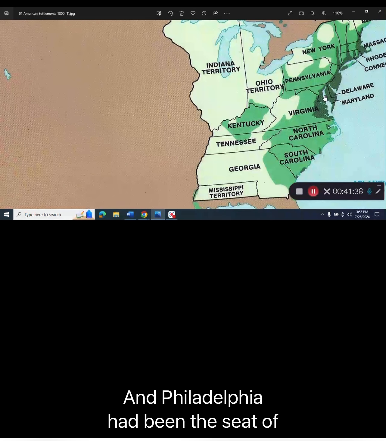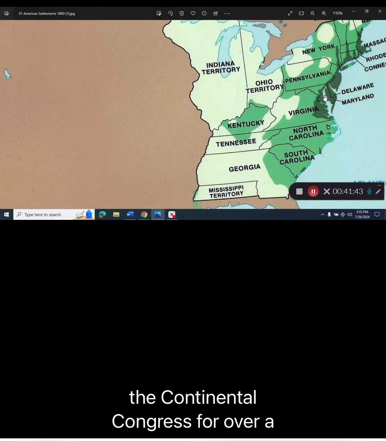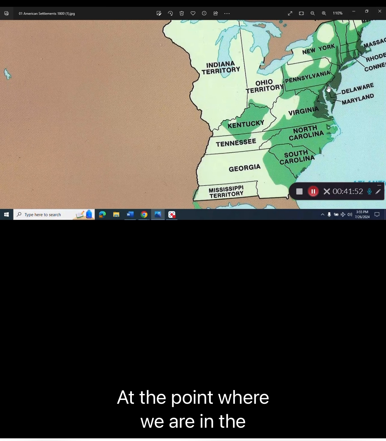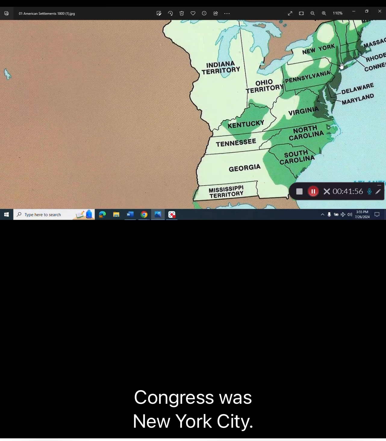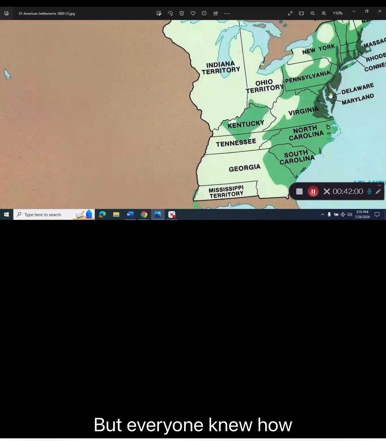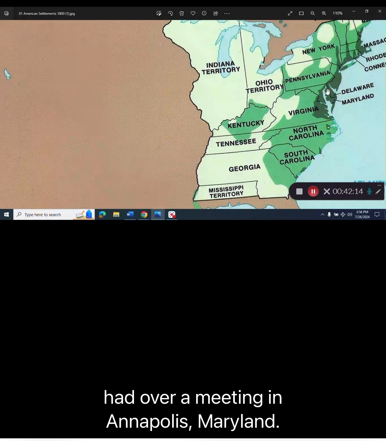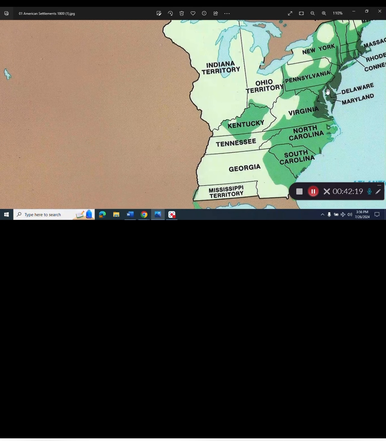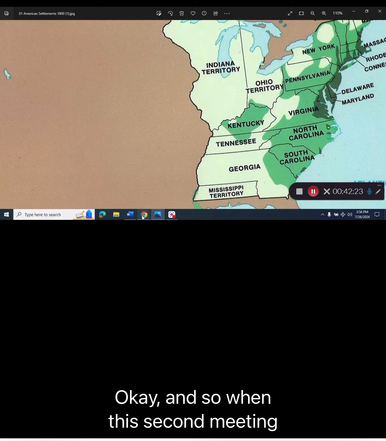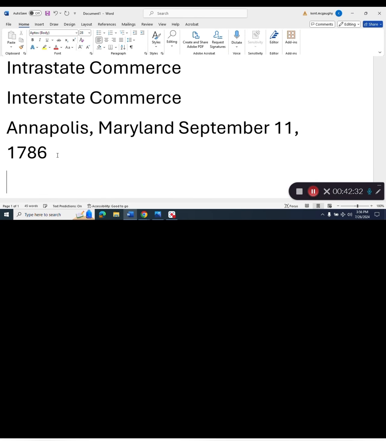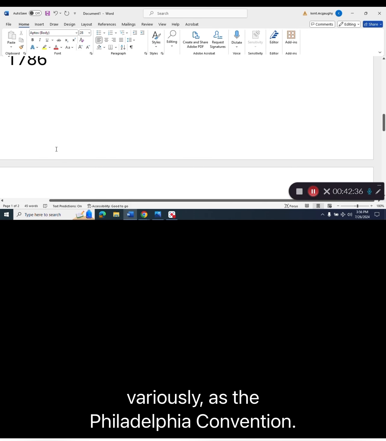And Philadelphia had been the seat of the Continental Congress for over a decade during the War for Independence. At the point where we are in the mid-1780s, the seat for the Continental Congress was New York City. But everyone knew how to get to Philadelphia. So there'd be no confusion over how to get to a meeting in Philadelphia, like you had over a meeting in Annapolis, Maryland. Okay? And so when this second meeting is scheduled to be held in Philadelphia, it will become, and it is known variously as, the Philadelphia Convention.